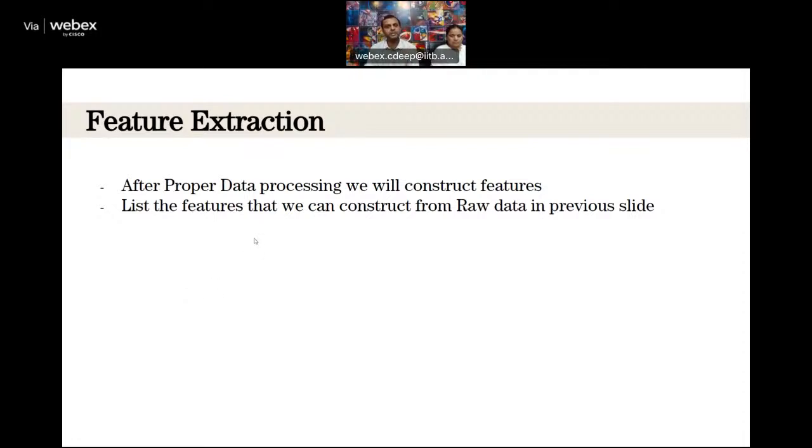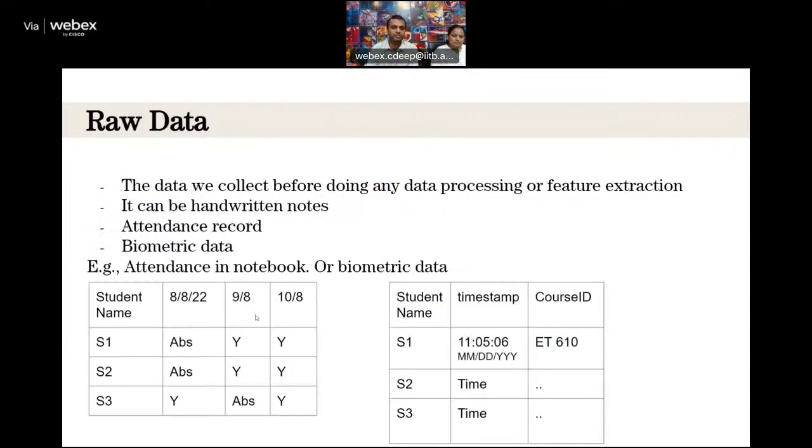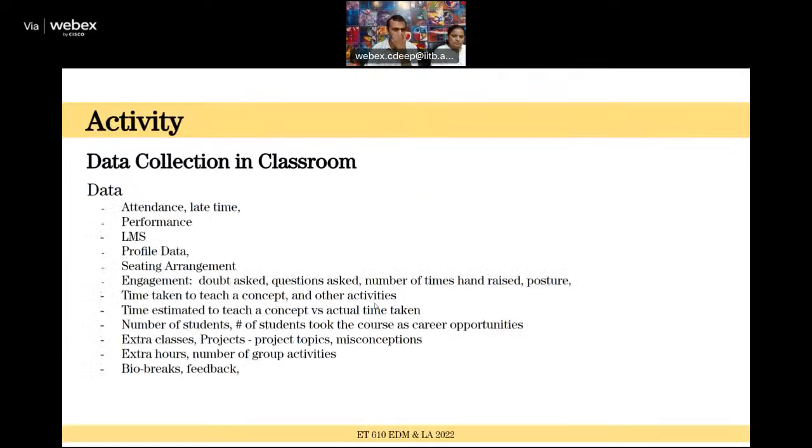So after proper data processing, we will construct features, or derive features. So list the features you can think of now. What are the features we can construct from this simple attendance data? That's one way to think about it. And there's the small activity I might have given in the course also: stop, fast forward, and think about what data we can collect in the classroom, in the daily environment, or in the MOOC.